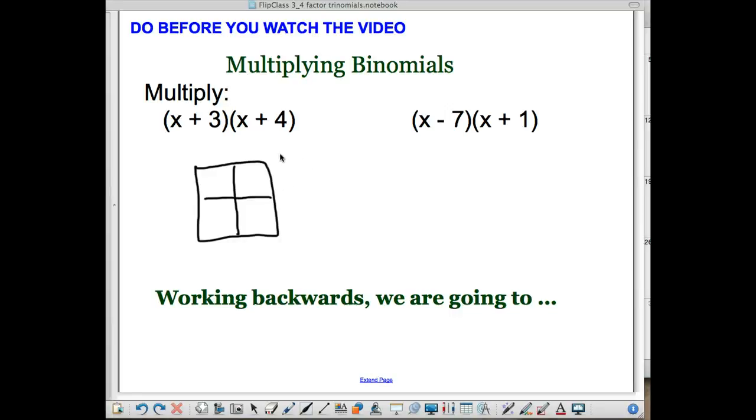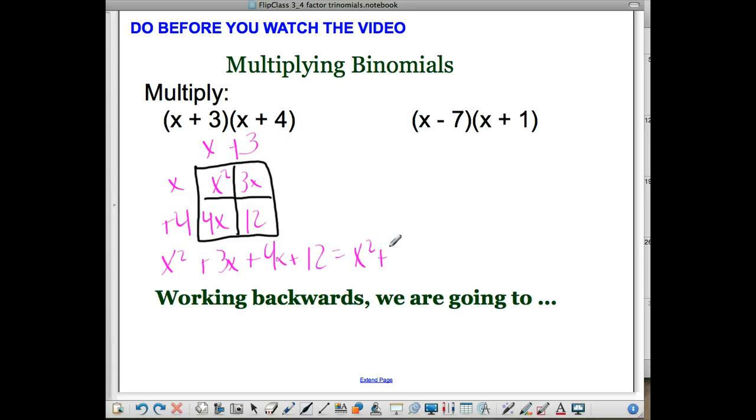Alright, hi guys. So today, class 3 and 4, we're going over factoring trinomials. So you should have tried to do this before the video, and basically we're working backwards through these two examples. If I multiply these out, multiply what's in the boxes, and you add them all up, that gives you x squared plus 3x plus 4x plus 12, which equals x squared plus 7x plus 12. Factoring is when you start with this and you end up with that. Okay, that's what we're trying to do here.